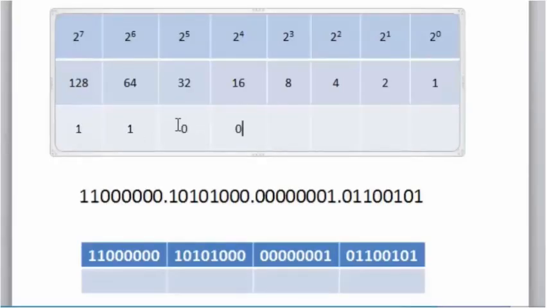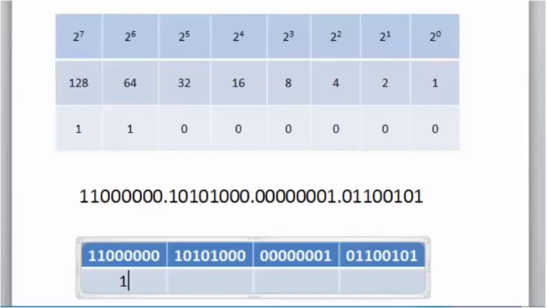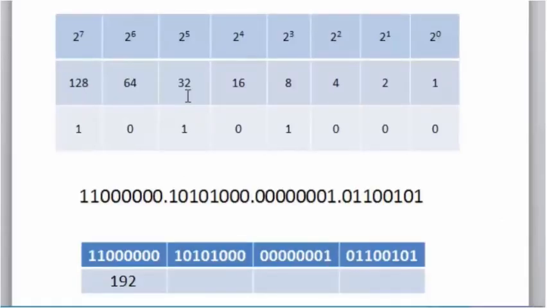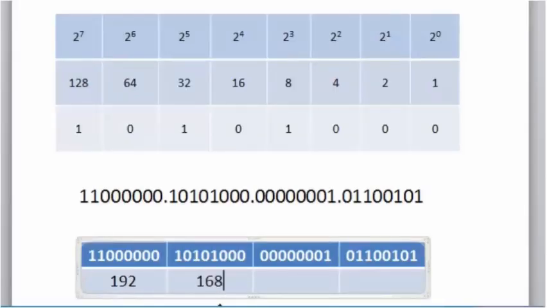Now, the next octet is 10101000. Let's do that one. 1, 0, 1, 0, 1, 0, 0, 0. If we count up the numbers, 128 plus 32 is 160, plus 8 is 168. The next octet is all zeros, with a 1 in the last place in the ones place. This is easy. This is the number 1. All zeros and a 1 in the ones place makes the number 1.